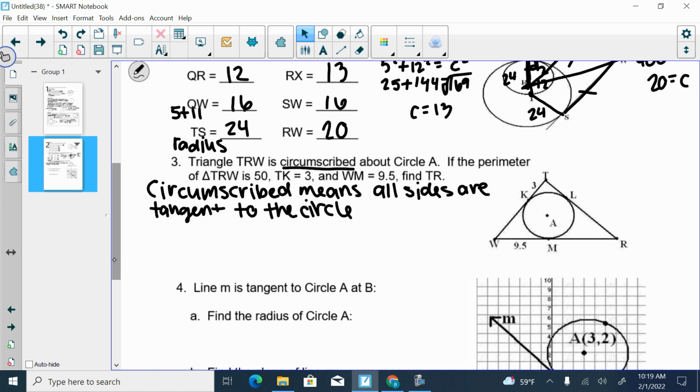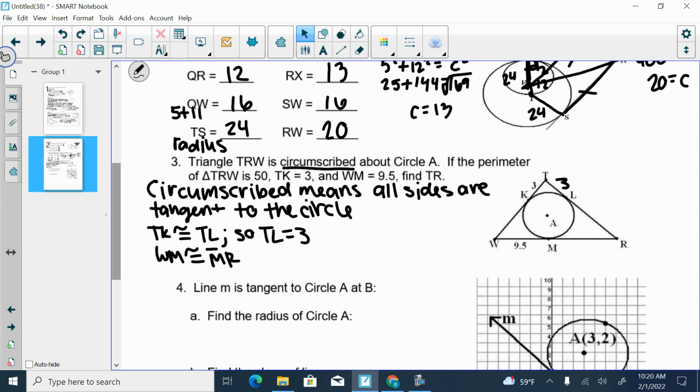Okay, so then let's go ahead and label what they gave us. They said TK is 3, and WM is 9.5, so now we need to label what we know to be true. So, let's start with TK. What do I know that TK should be congruent to? TL, right. So that would mean that side TL must be 3. Now I know this piece is 3. Then we know WM. And what should WM be congruent to?